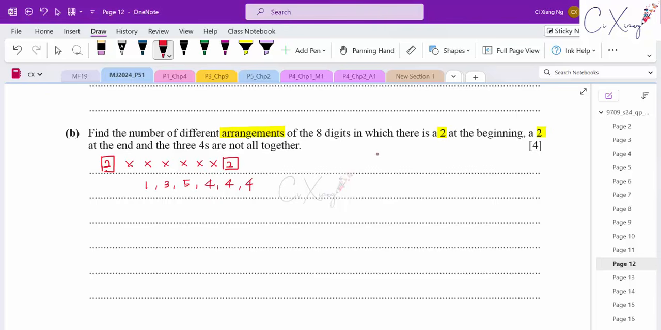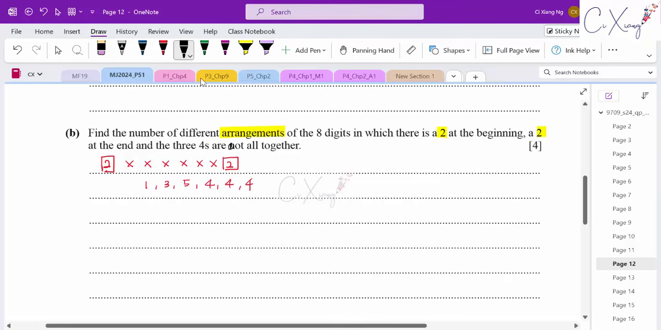So what's the meaning of not all together? The meaning is the opposite of all together. That means you close the word not first. If you close the word not, you can see that all the 3 fours are together, that means they are always together. But if you put in the word not, that means you have to take the total minus the all together one.